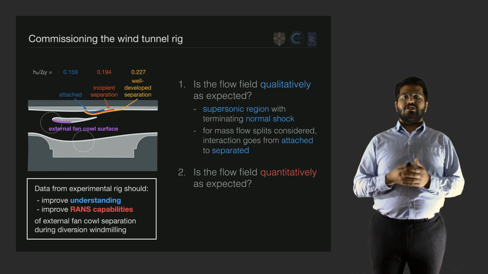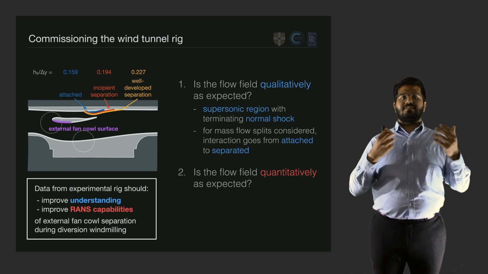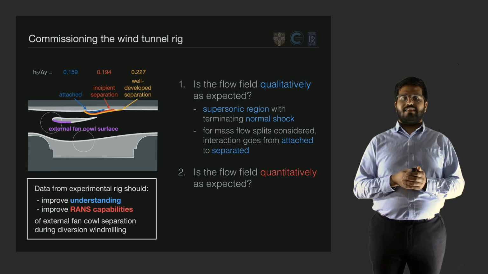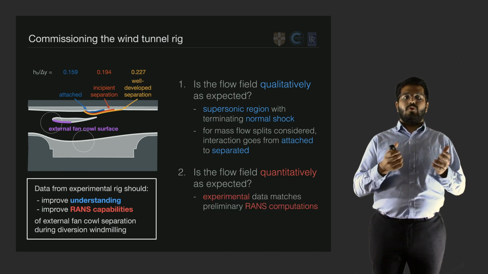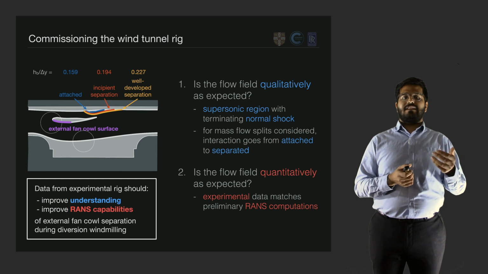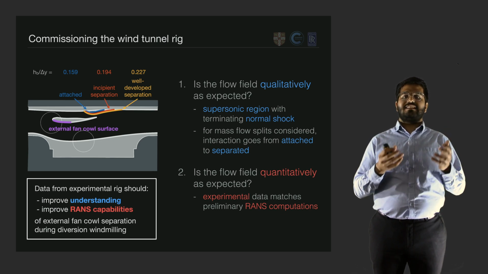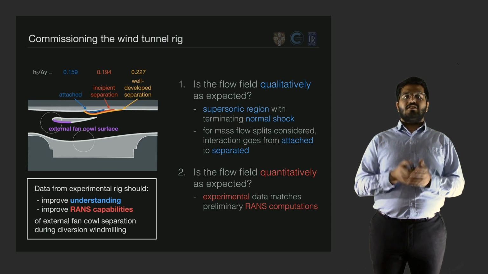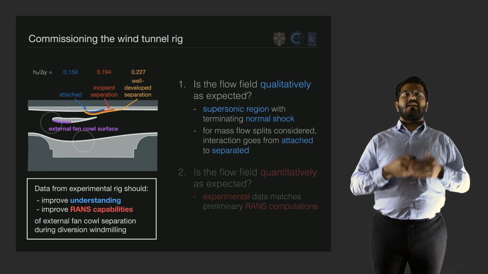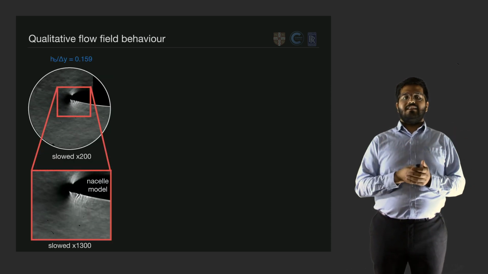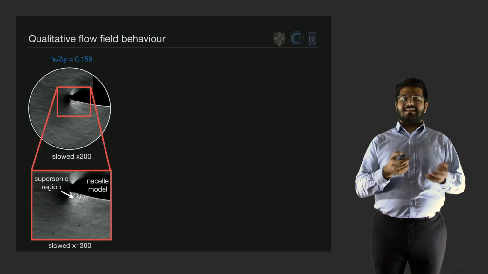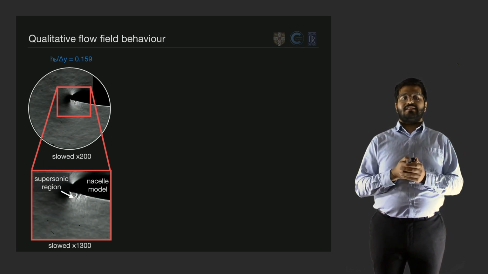Quantitatively, we want to know whether we can use this data in order to validate and improve computational methods. So using these tests, we want to know to what extent experimental data matches preliminary RANS computations that use existing methods. To start off with the qualitative flow behaviour, we use Schlieren imaging to highlight the key flow features, where we can see there is indeed a supersonic region which terminates in a normal shock.